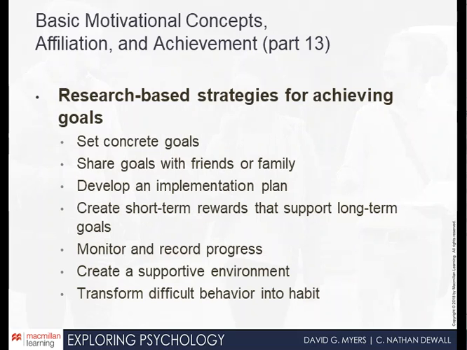Now, one other item that is somewhat related to the idea of achieving success is just something that we need to be aware of. Research-based strategies for achieving goals. One of the things that we see with people who have this higher need for achievement is they usually set goals for themselves. These goals tend to be very concrete, meaning they're very objective, something that you can measure or count, can clearly identify that you've achieved it or not.